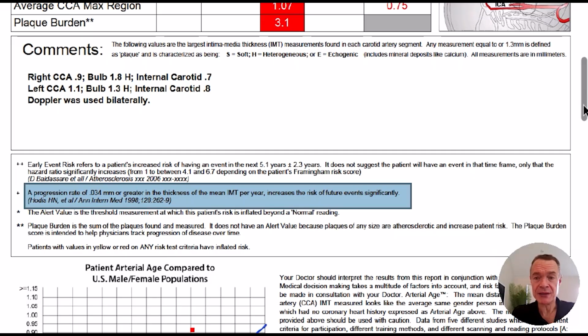I'm going to talk about this in a second with respect to Dr. Lily Johnston, because she just posted some of her own recent CIMT scan results with CardioRisk. All right, so just have that in your head. 0.034 millimeters or higher, increase year on year, significantly increases your risk.